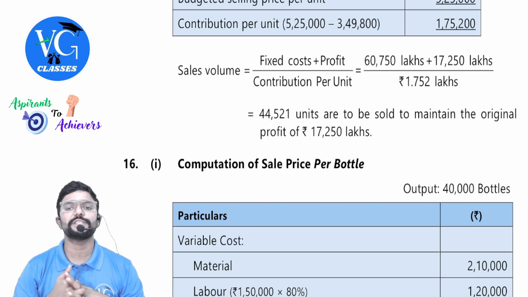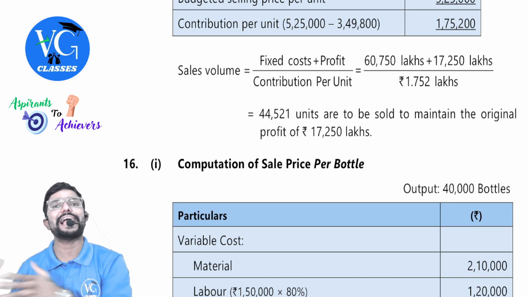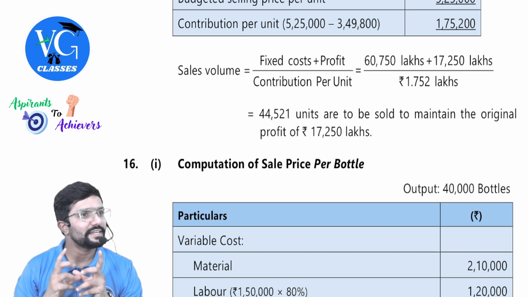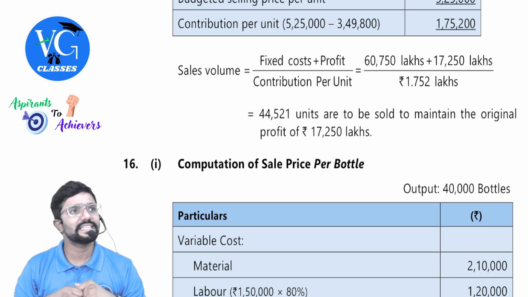How many units have to be sold? 44,521 units are to be sold to maintain the original profit of 17,250 lakhs. Got it, guys? Here volume means what? Quantity. They are asking the quantity.